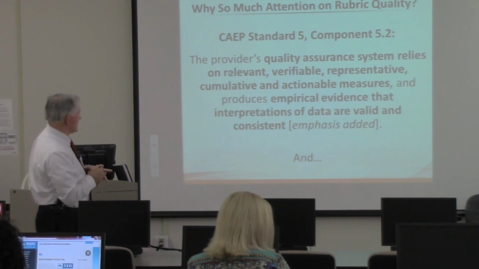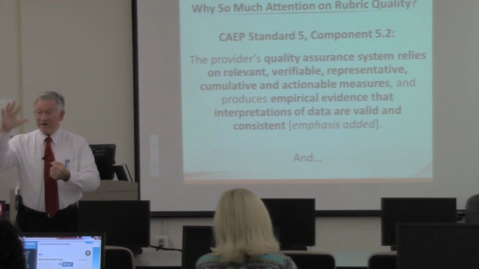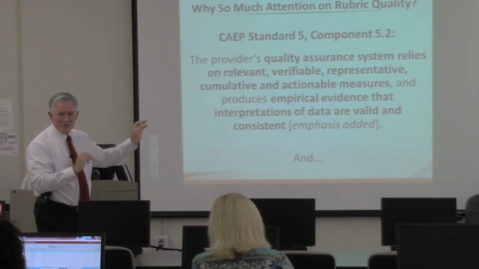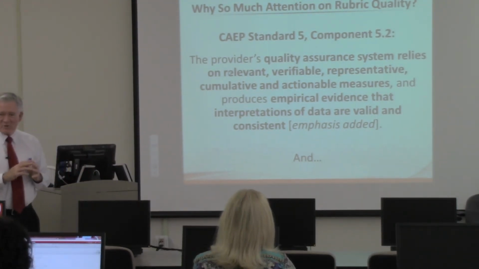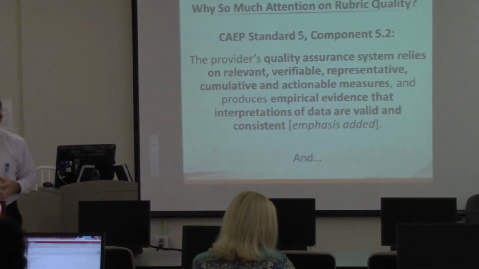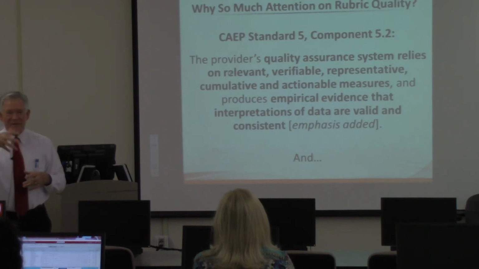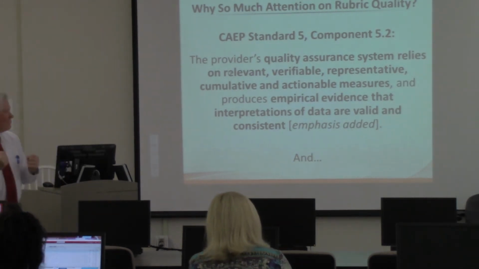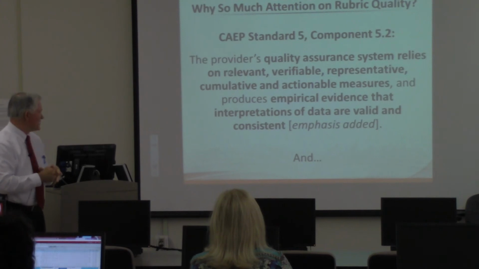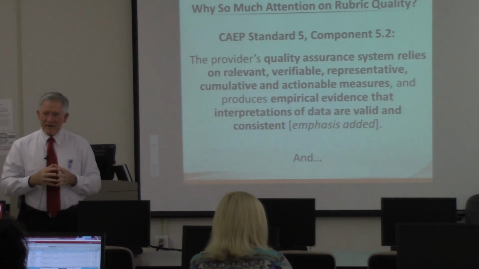The quality issue is in Standard 5. Standard 5 for CAPE is the Quality Assurance Standard. It's the fifth of 5 standards for CAPE. It's the Quality Assurance Standard. Section 2 says the provider's quality assurance system relies on relevant, verifiable, representative, cumulative, and actionable measures. Those are 5 characteristics that our rubrics must have, okay? Measures. And produces empirical evidence that interpretations of the data are valid and consistent. Consistent meaning reliable, right? Valid and reliable.